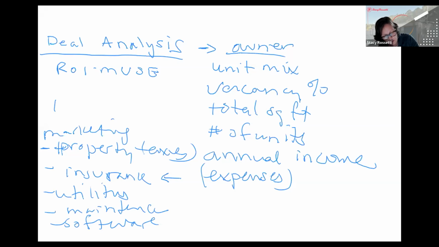Okay, this is really expenses: marketing, property taxes, insurance, utilities, maintenance, software. Software is your software plus your credit card fees. Maintenance is your boots on the ground person, and anything else you need to fix the place up. And also a phone person, if you're not going to be the one that answers the phones.